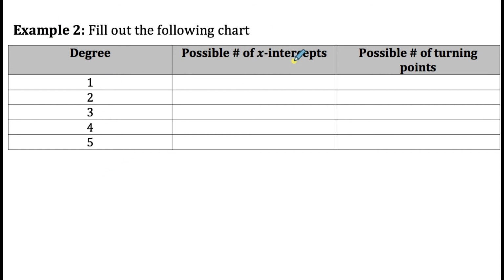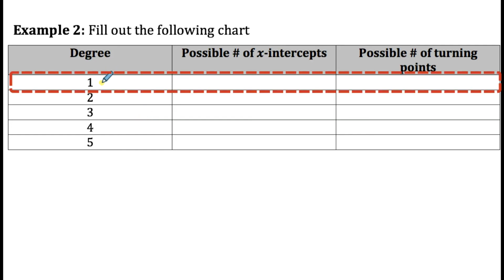Example 2, fill out the following chart. Based on the degree, how many x-intercepts could it have, how many turning points could it have, and list all the possibilities. Degree 1, so odd degree. Odd degree polynomial functions have to have at least 1 x-intercept, so they can't have 0, because they have to cross, they have opposite end behaviors. And at most, it can have up to its degree in number of x-intercepts. So the only option here is that it has to have 1 x-intercept. Number of turning points: degree 1 functions are straight lines. They don't have any turning points.